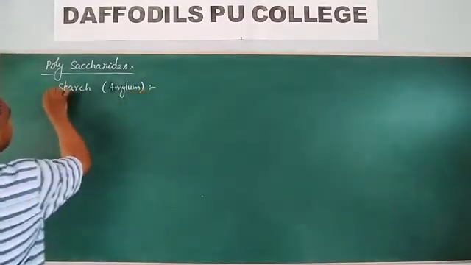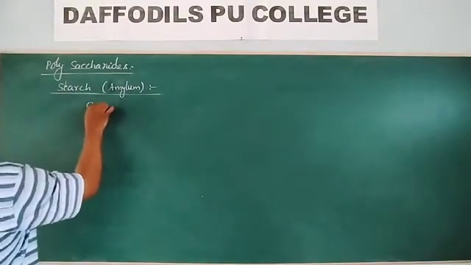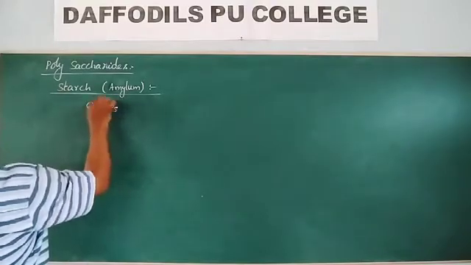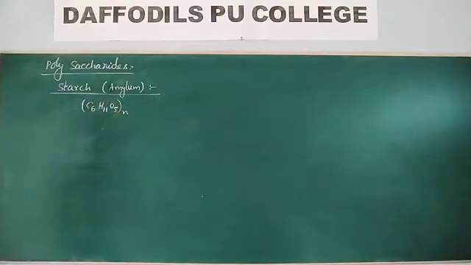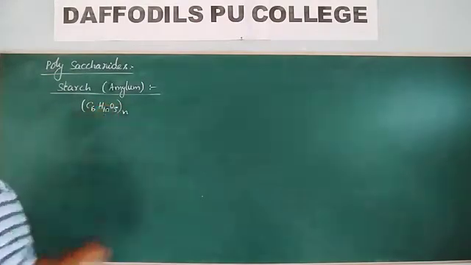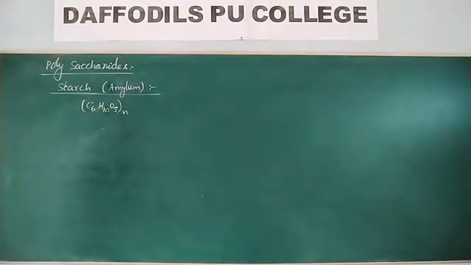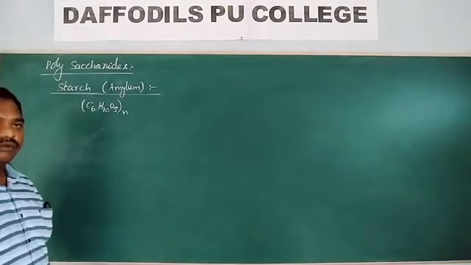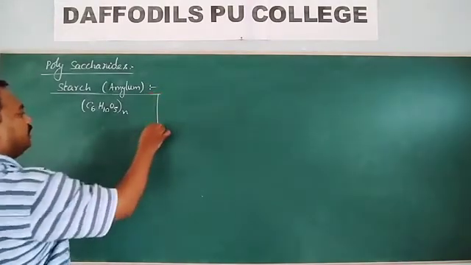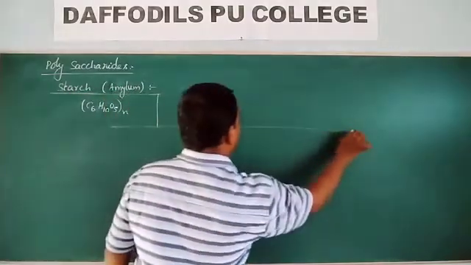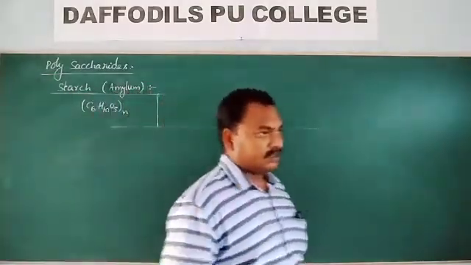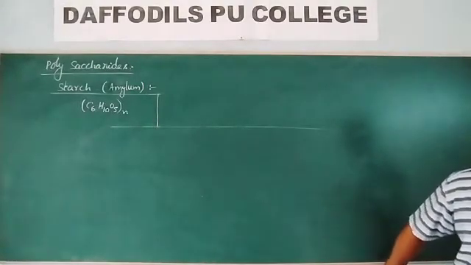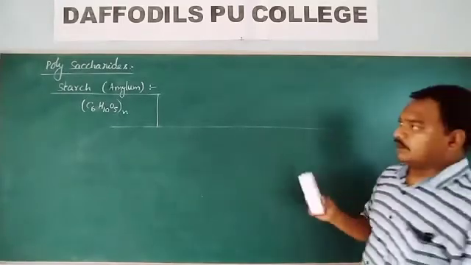Its formula is (C6H10O5)n. This is the formula of starch. Starch is a polymer of alpha D glucose. This starch contains mainly two parts. First, we will look at the hydrolysis of this starch, then afterwards we will go through the other properties.